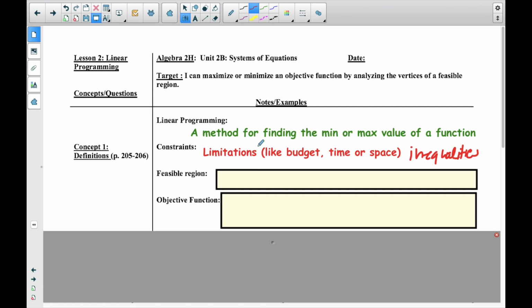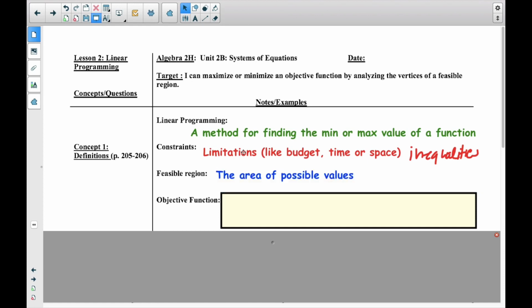One is the feasible region, and the feasible region is the area of possible values. And so again, if you look at that phrase, that's what it means. Feasible means possible. Another word for region is area. So we are going to graph these constraints, and when we graph the constraints, we're going to find the feasible region, the area of possible values. That means what would actually work? What situation would make this problem possible? And so that's what we're looking at.